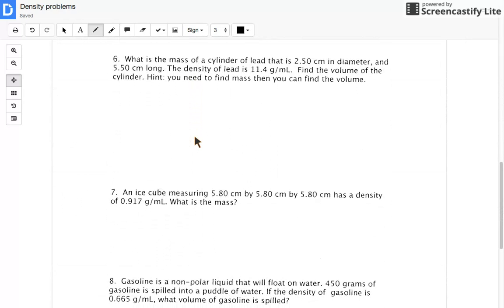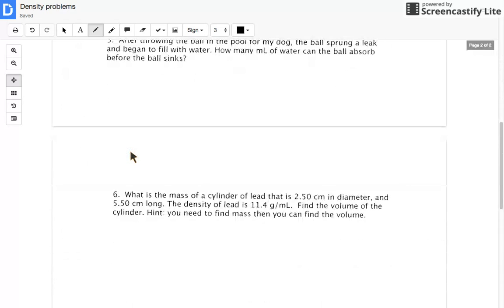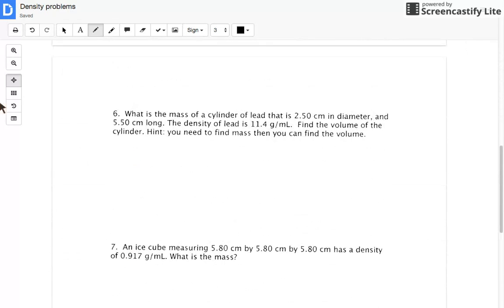Number 6 is where you need to find the mass of a cylinder. So once again, using the density triangle, we're going to cover up mass. So the equation is going to be mass equals density times volume. That's the way you set this one up initially. Mass equals density times volume. And it gives us the density of the lead, so we have 11.4 grams per milliliter. But unfortunately, we don't have the volume of the cylinder off the top.